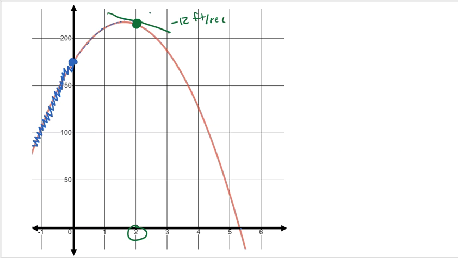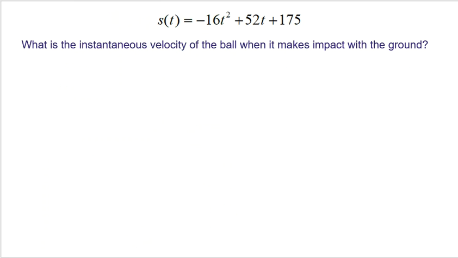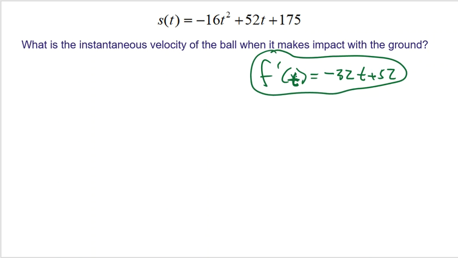So this leads me to another question. And that other question is this. This is a really good question. What is the instantaneous velocity of the ball when it makes impact with the ground? So when that ball makes impact with the ground, what is its instantaneous velocity? Well, here's what I know. I know that instantaneous velocity is instantaneous rate of change, which is instantaneous slope, which is the derivative. And I already know the derivative of this function, I already showed all the work for it, is negative 32t plus 52. That should be a t right here, not an x. Sorry, I get so used to writing x's. So this is a formula that can find the instantaneous rate of change, the instantaneous velocity.